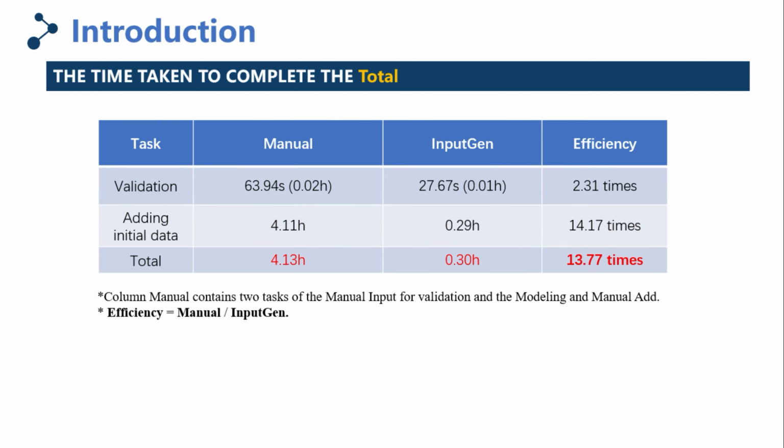To sum up, using InputGen can improve the time efficiency by 13.77 times in the entire requirements validation compared with manual work, making requirements validation more convenient and easy.